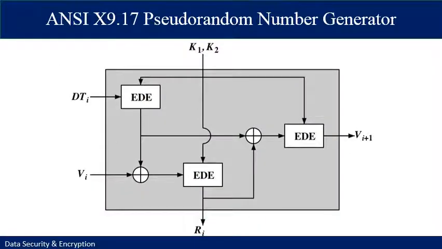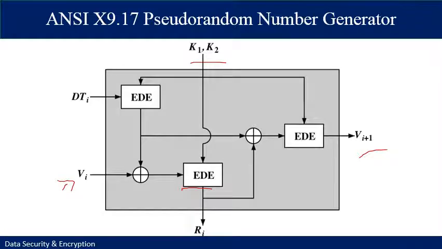This figure defines a pseudo-random number generator, and it defines an input value V and an encryption, decryption, encryption algorithm, and a number of keys and output values. Before moving forward, let us define these quantities.